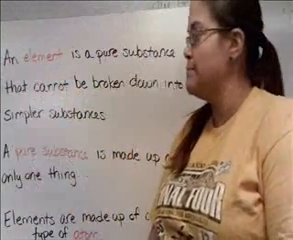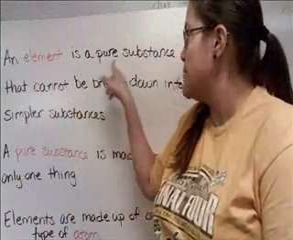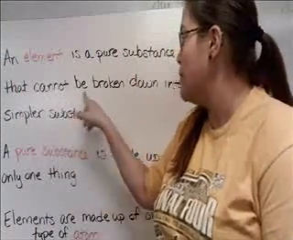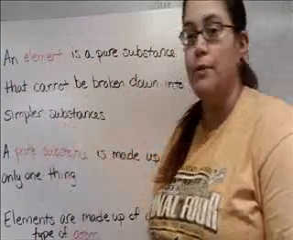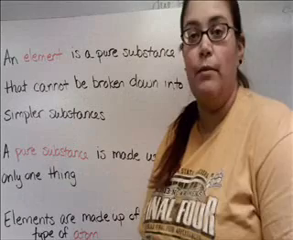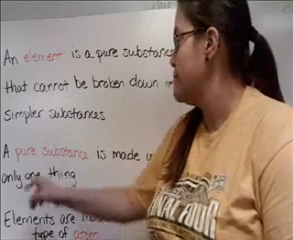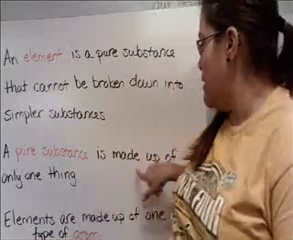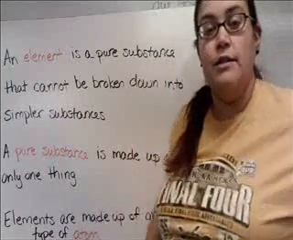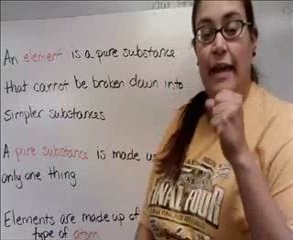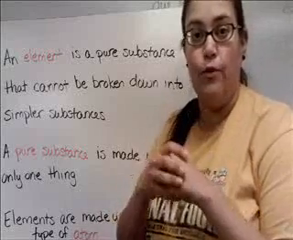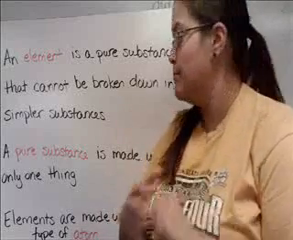So elements. An element is a pure substance that cannot be broken down into simpler substances. An element is the most basic form of a substance. A pure substance is made up of only one thing. So if you have an element, it is that one substance all the way through. There's nothing else in it.